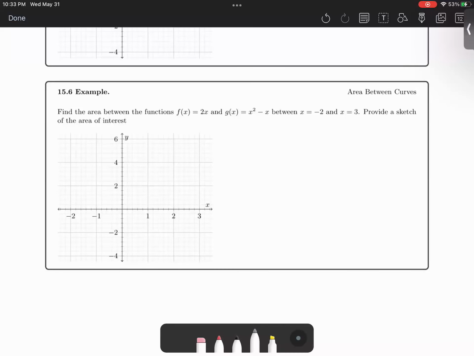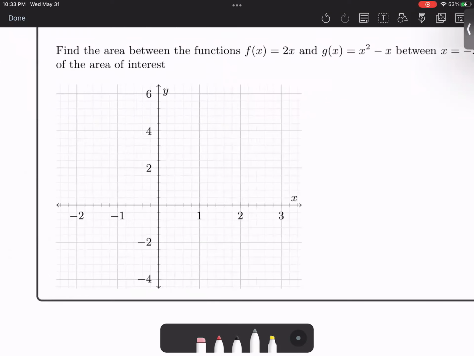Let's find the area between the functions 2x and x squared minus x between x is equal to -2 and x is equal to 3. And as always, it's probably a good idea to sketch the functions. The first function, 2x. So it's a straight line passing through the origin with the slope of 2.